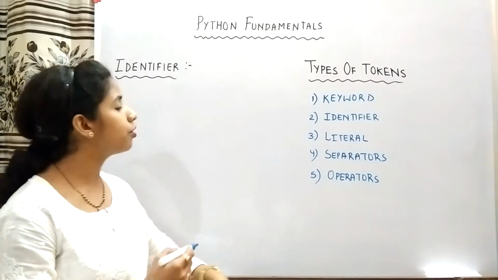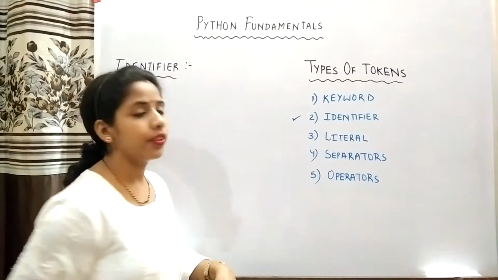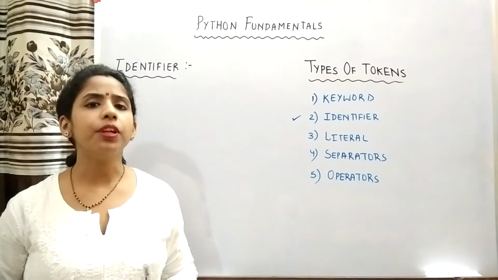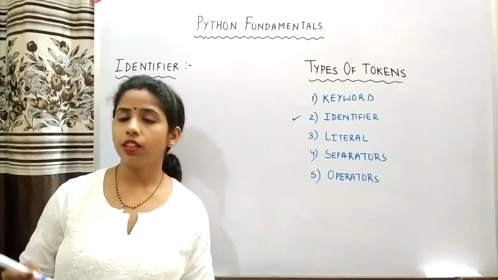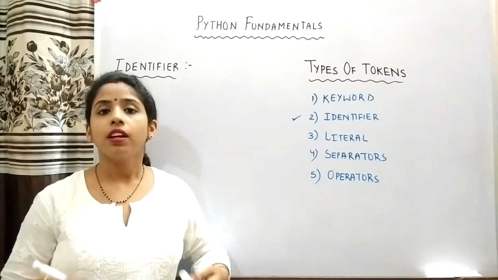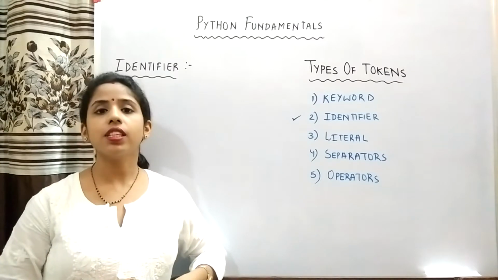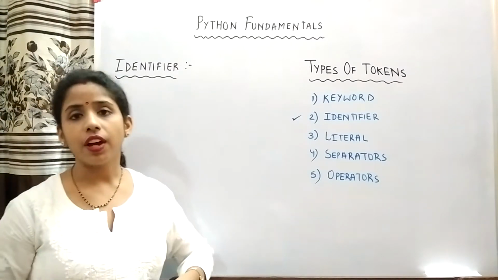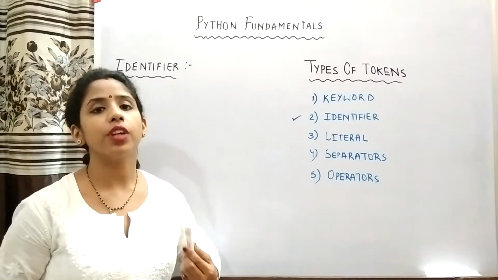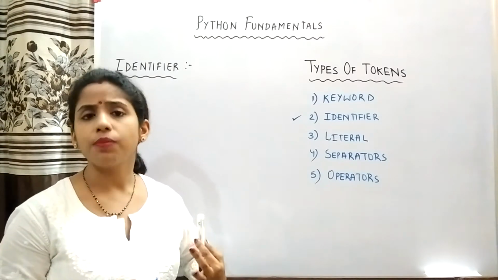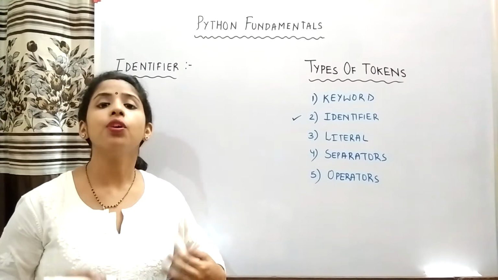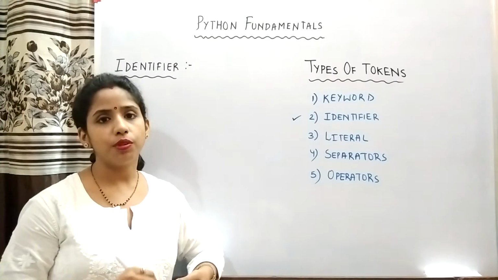Then the next type of token is identifier. Now, the literal meaning of this word in English is something with the help of which you can recognize an entity. In the same way, here also identifier has the same purpose, means it is a medium through which you can recognize or identify something. Now what is it that you need to identify within the Python programming language?